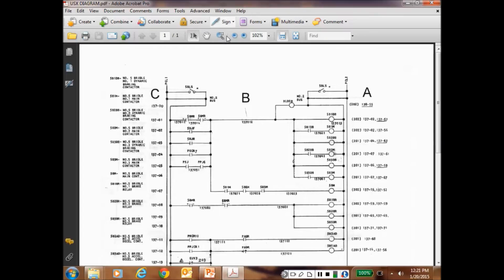By the way, these are disconnects up here. So this is the main power that feeds all the line diagrams. And then this right here becomes our L1 and L2 right here.